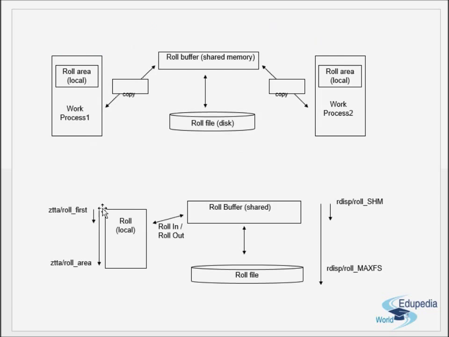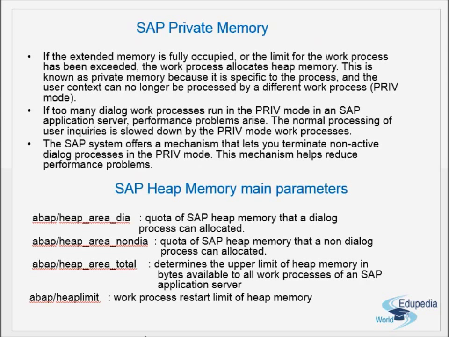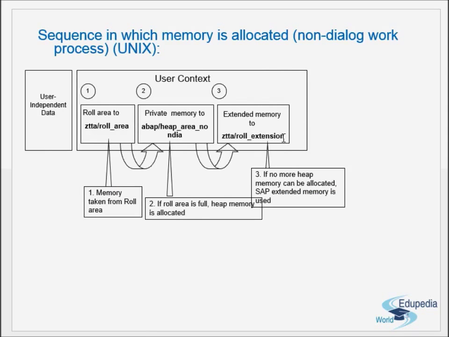This entire roll area is allocated in one shot. Then it goes to the heap memory. If the roll area is full, heap memory is allocated, because it's a non-dialog work process, so this value, heap area non-dia. And then it goes to the extended memory, ztta/roll_extension. If no more heap memory can be allocated, then the SAP extended memory is used.